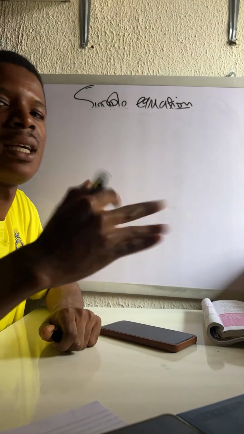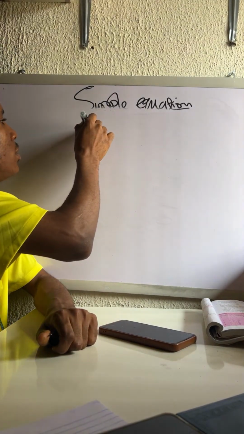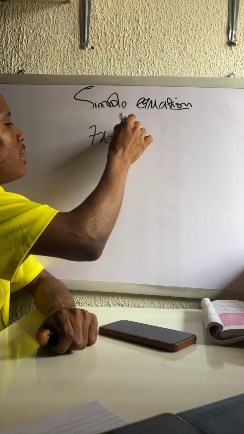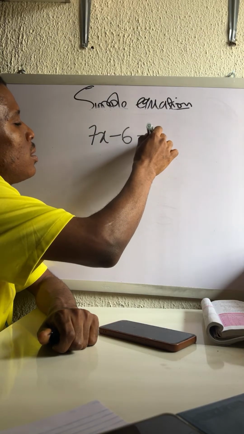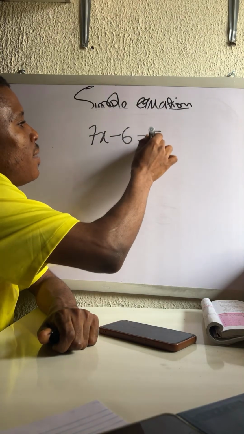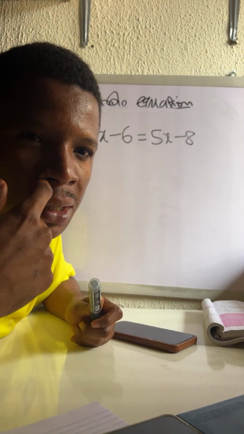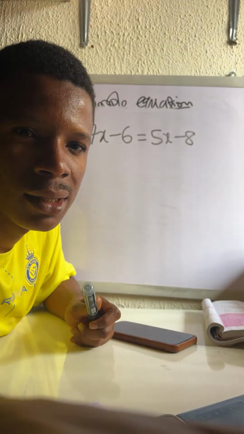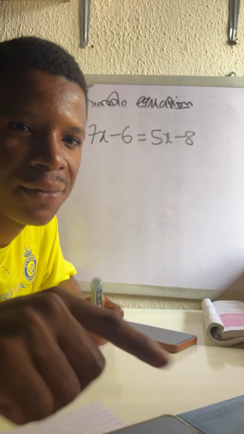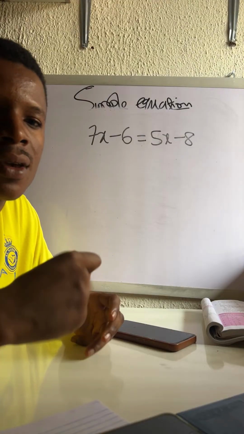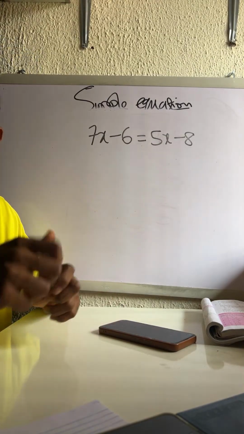Okay, let's move on to the next one. Let's say we are told to do 7x minus 6 is equal to 5x minus 8. Okay? 7x minus 6 is equal to 5x minus 8. So let's try to find the value.